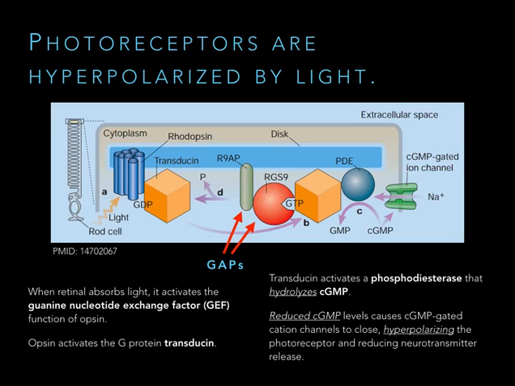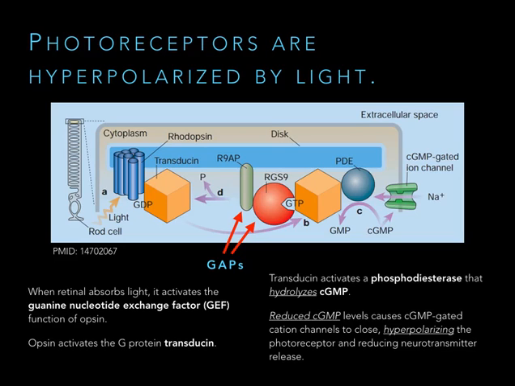Okay, so we're in our rod. Light has come in. Light's going to be absorbed by the photopigment, and when it does that, it causes the G protein to then dissociate from the receptor. The G protein can then interact with its targets. So when the retinol absorbs the light, what it does is activate what we call a guanine nucleotide exchange factor, or a GEF. That is what causes transducin to leave.